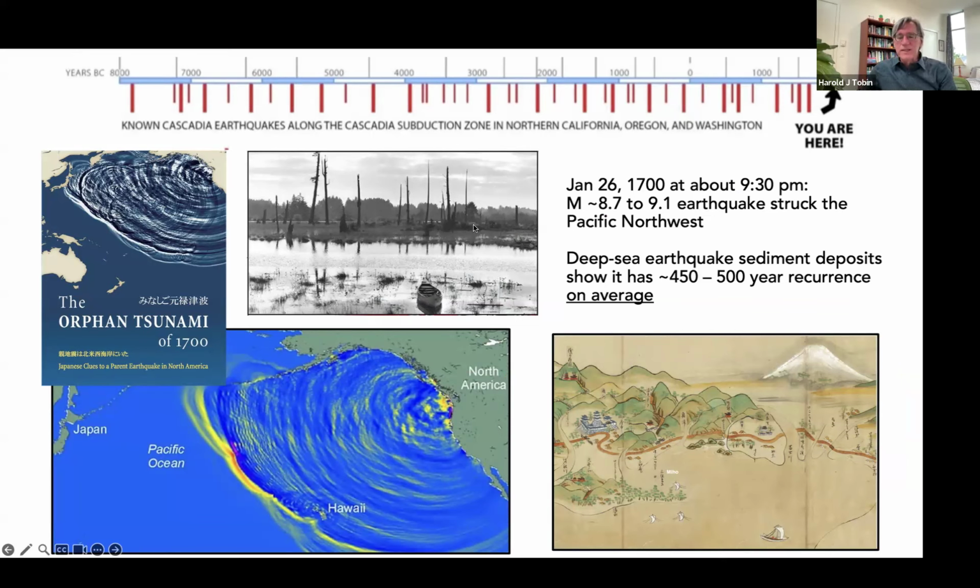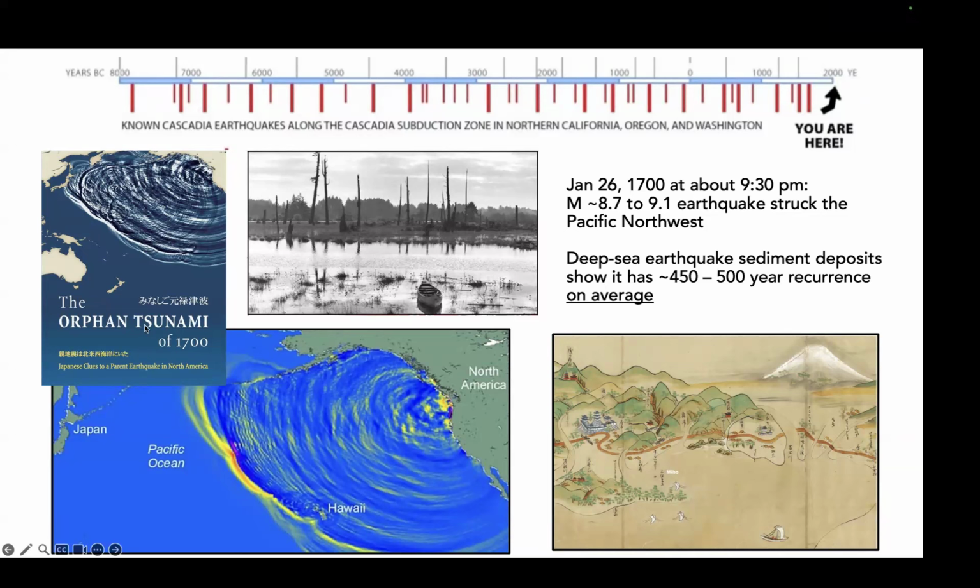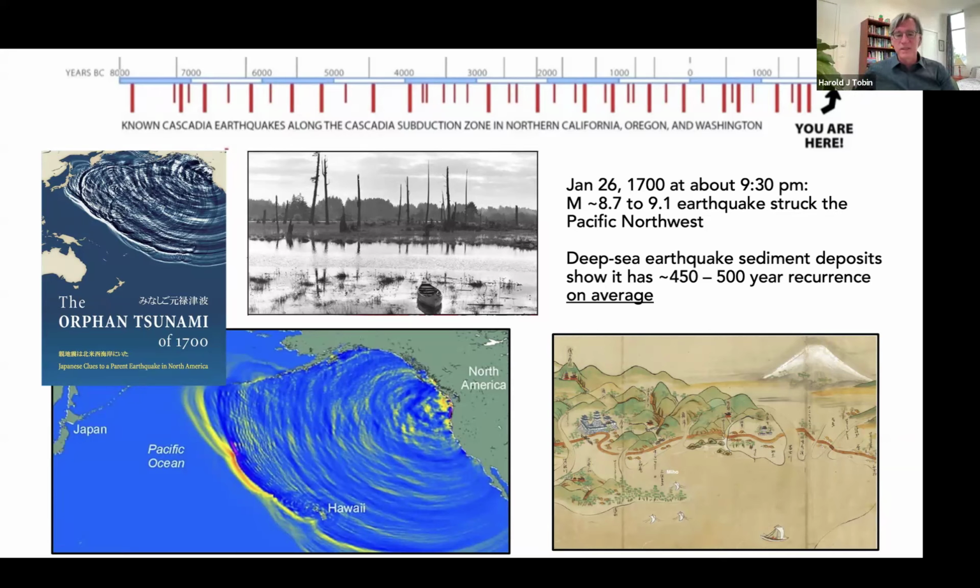That all of these trees died in the same year, coupled with recognition of historical records from all the way across the ocean in Japan that a tsunami with no earthquake happened over there, the so-called orphan tsunami. And there's this great book, which I recommend people get. You can actually download it for free from the USGS, called The Orphan Tsunami of 1700 by Brian Atwater and Kenji Satake and some other people.